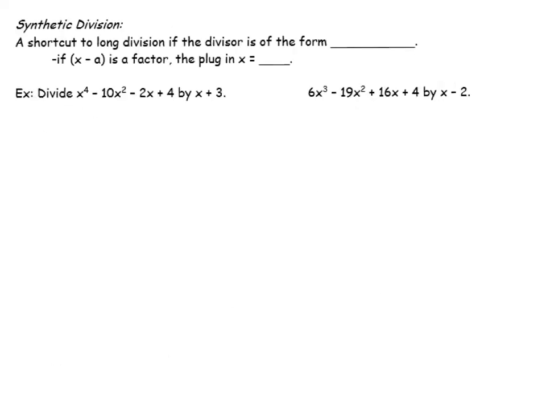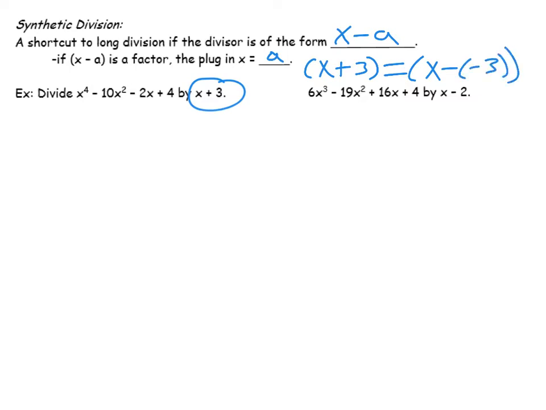Okay, synthetic. We actually had a couple cases we could have used it. It's when your divisor is in the form of x minus a, okay? If x minus a is your factor, then what you divide by is x equal to a. That can get a little bit tricky right here, because notice it's x minus a. So if you had this factor of x plus 3 that you're checking, you have to think about it like this. It's really x minus negative 3. So when I use synthetic division for this problem, I'm going to use negative 3.